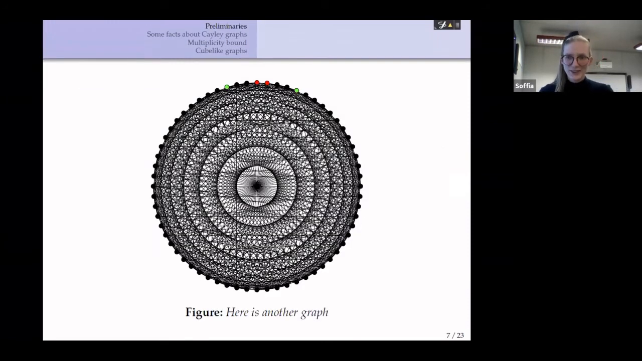Okay, so here we have another graph. This one I really like. It's very cute. There's a lot of concentric circles. Just, you know, like that one.